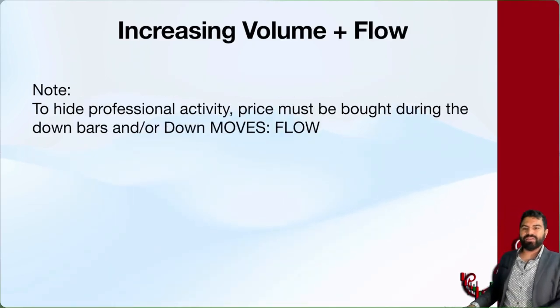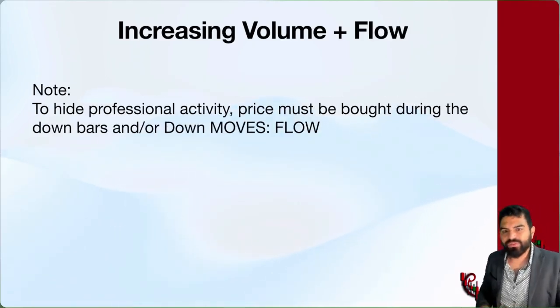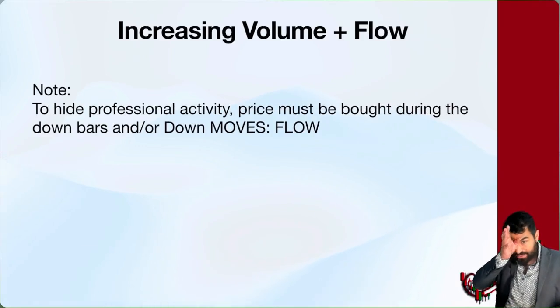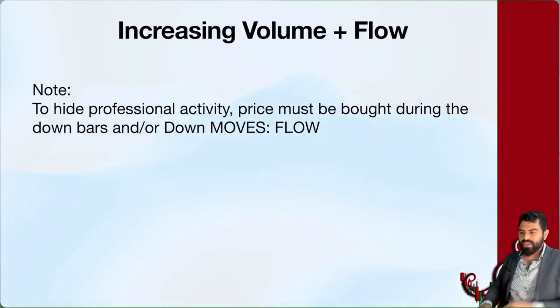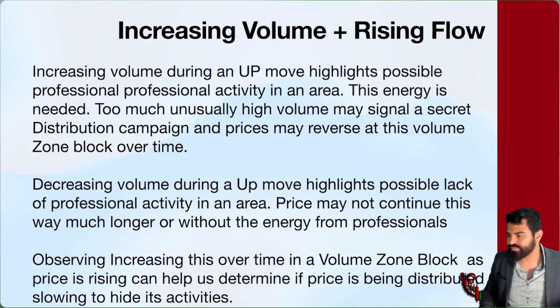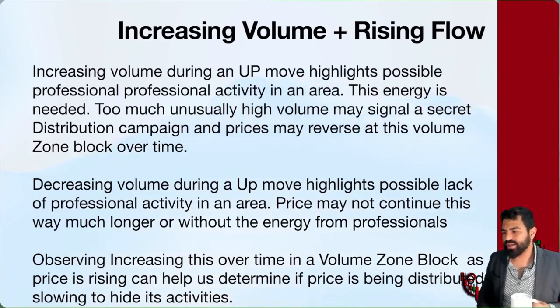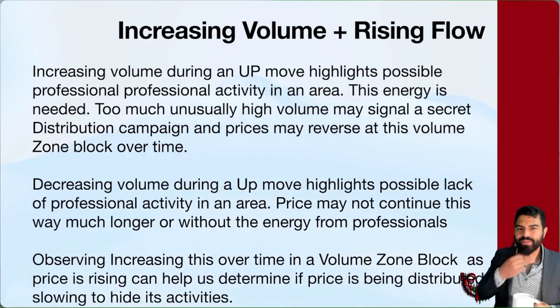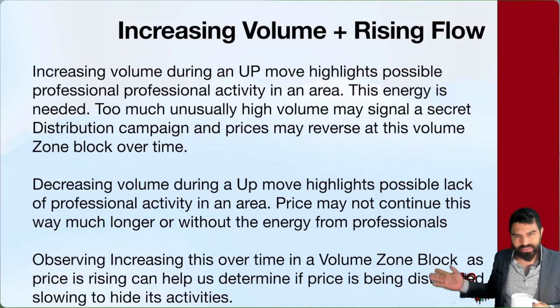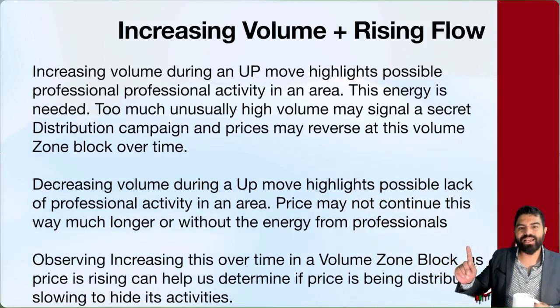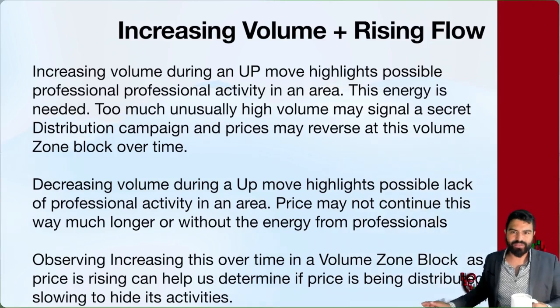Now let's go to the next one. Note: remember, to hide professional activity, price flow must be bought during the down move. Remember, if they're buying, it has to be during the down move, down flow. All right, next one. Increasing volume during an up move highlights possible professional activity in an area. This energy is the same. This energy is needed. Too much unusual high volume may signal a secret distribution campaign.